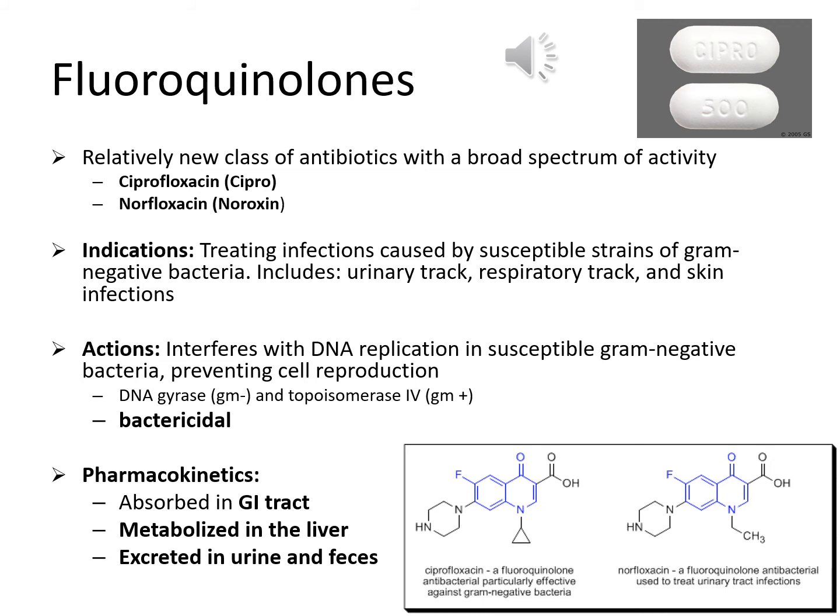In gram-positive bacteria, they inhibit the topoisomerase 4 enzyme. Topoisomerase separates the daughter DNA strand from the original strand, so we can't get that separation, and therefore the DNA replication doesn't take place in those bacteria. The interesting thing is they're selectively toxic to the bacteria because they do not affect the human DNA gyrase or topoisomerase enzymes, so they select for the bacterial ones rather than ours.